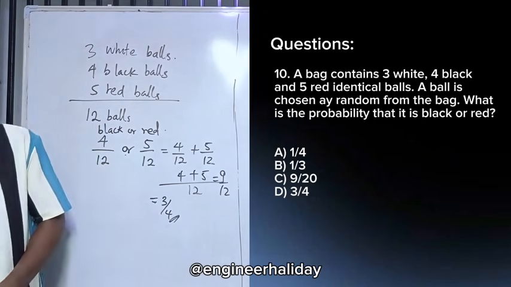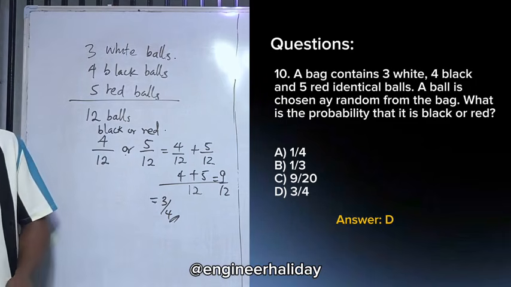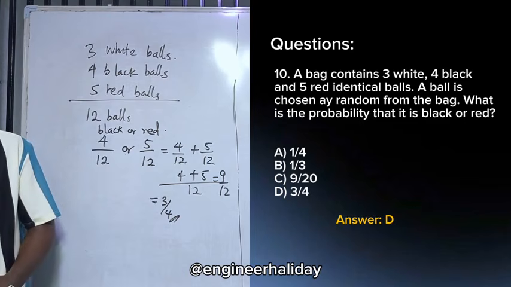So we have option A, 1 over 4. B, 1 over 3. C, 9 over 20. D, 3 over 4. So I will stop part 1 here.